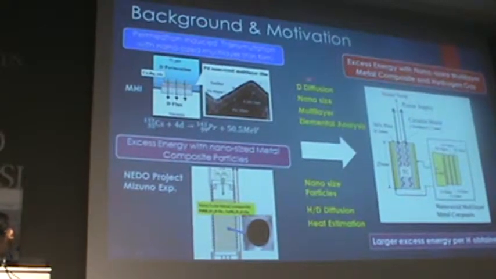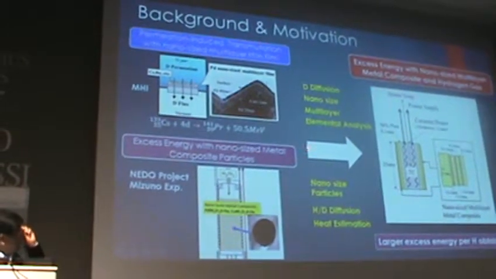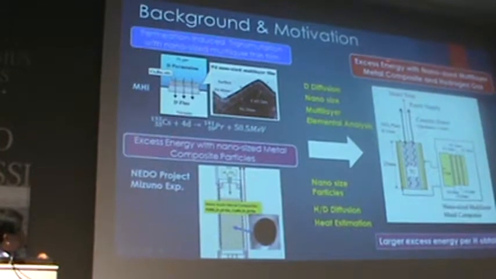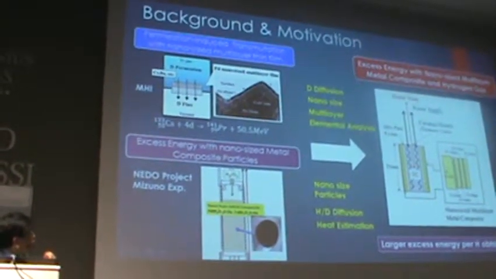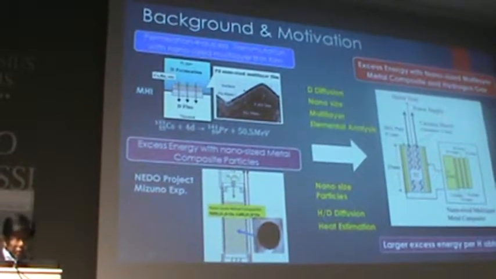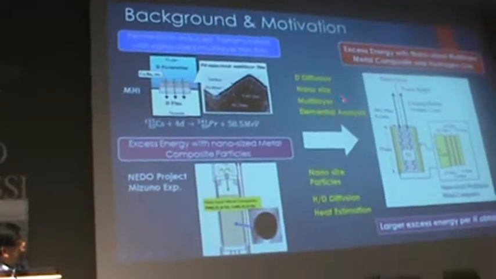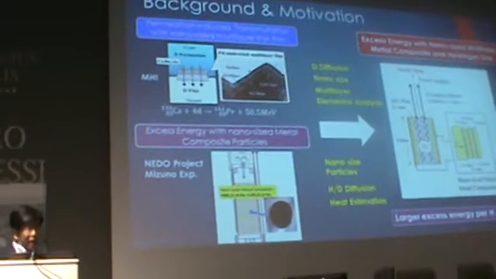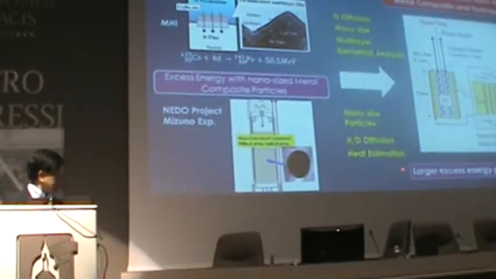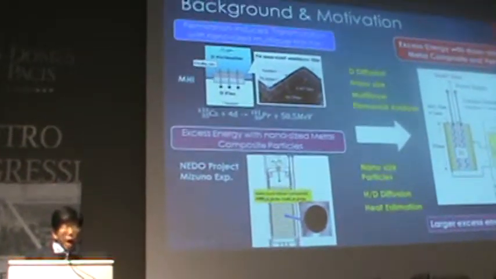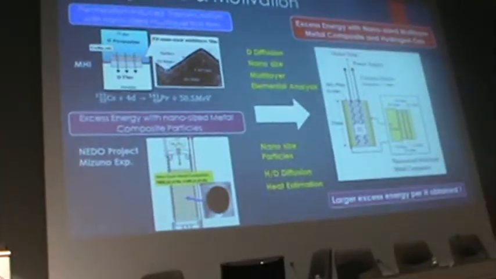And combining these factors, we developed a new experiment to study excess energy generation with a nanosized multilayer metal composite and hydrogen gas like this. And using this new method, we obtained larger excess energy.